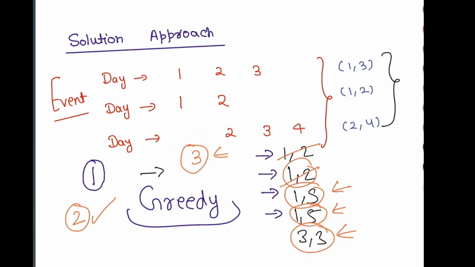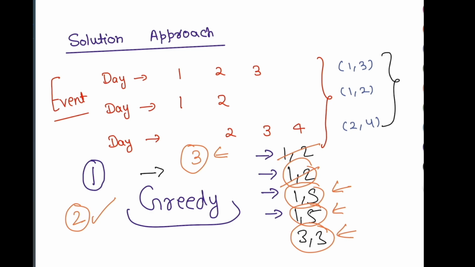So from here I can say that even though this event has started late compared to these 2 events, I will have to attend it first. So it means that greedy is not enough. I have to process the data in such a way that I am attending that event first, which is ending first, right?